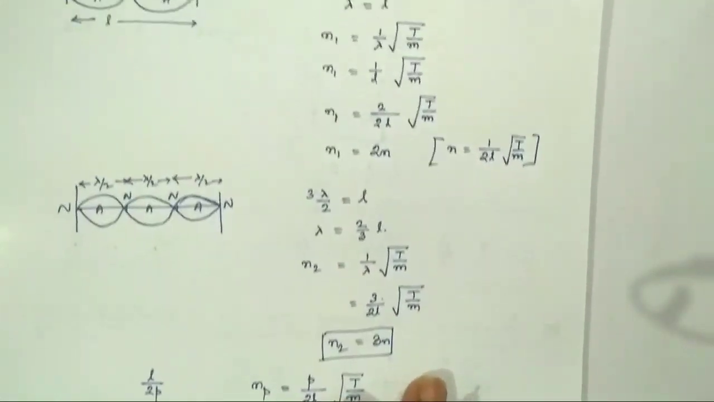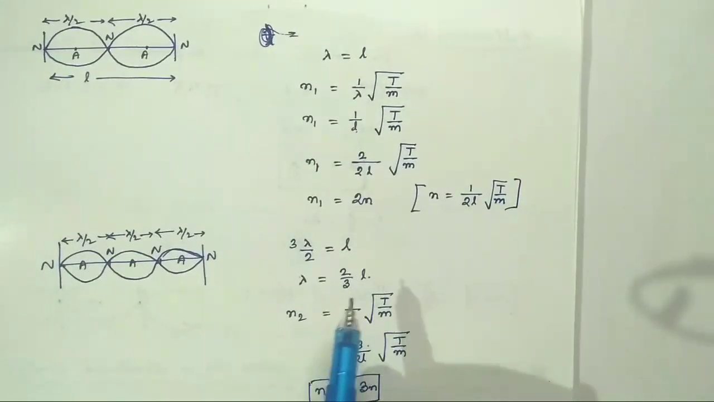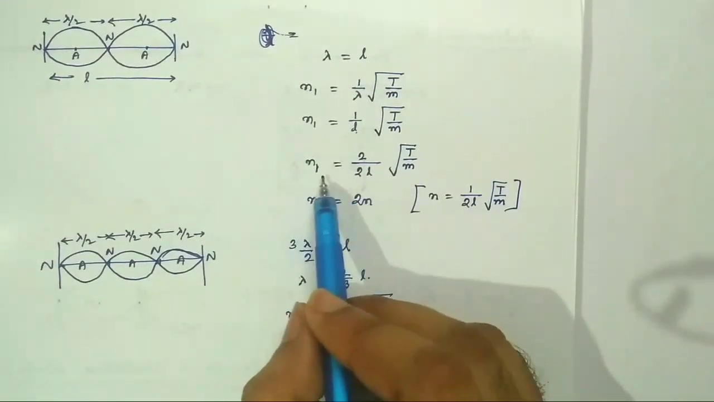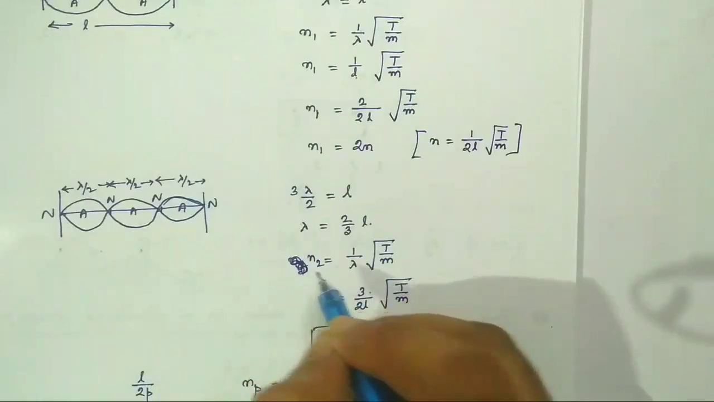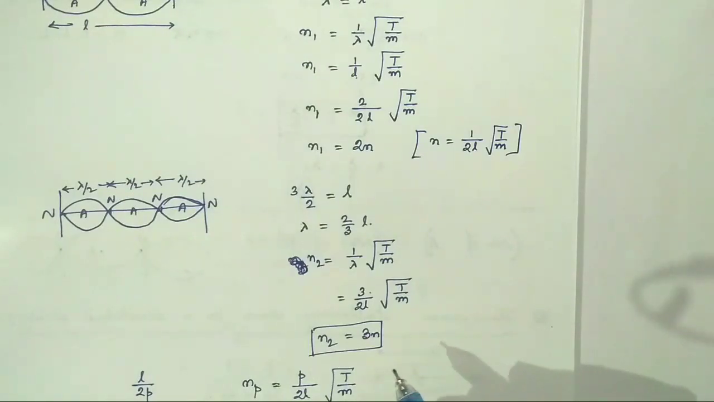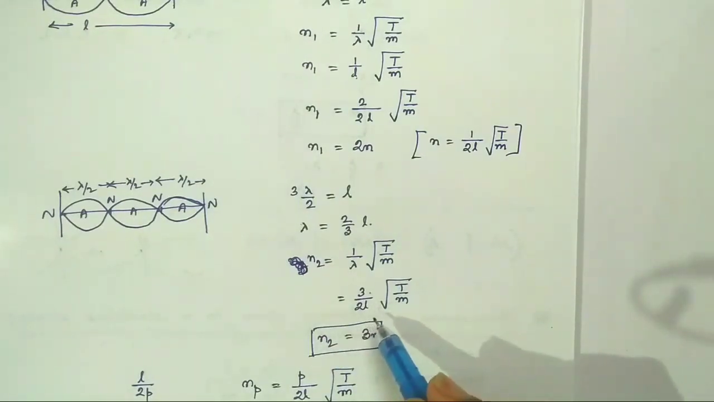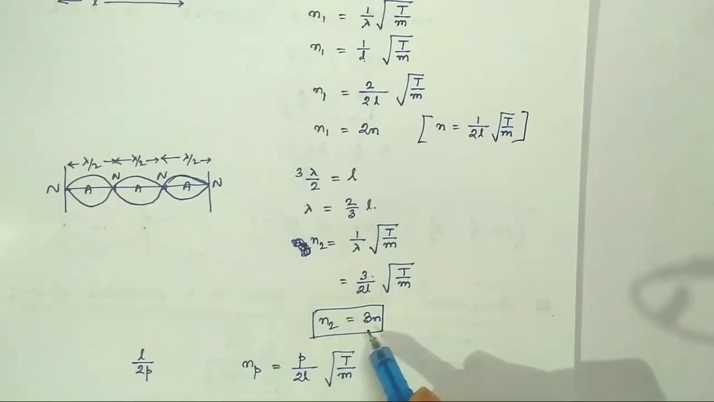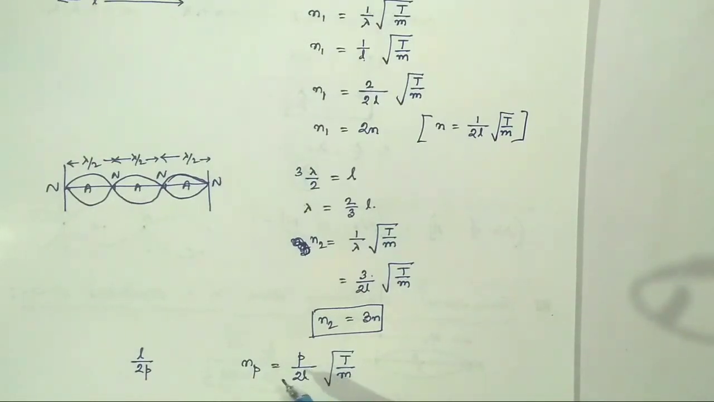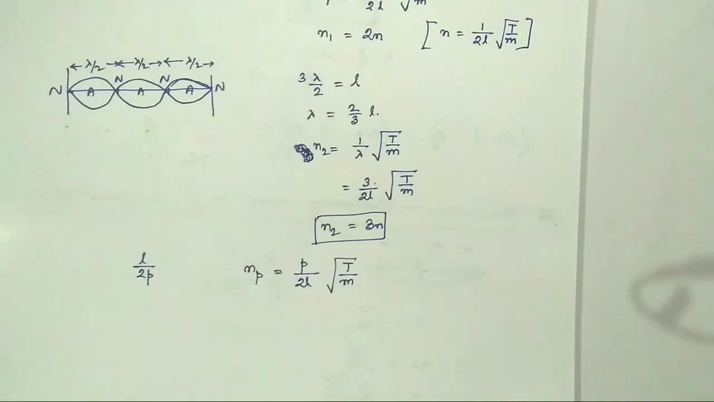You can notice that when the string is vibrating in two loops, the frequency is given by 2 divided by 2L root under T by M. When the string is vibrating in 3 loops, the frequency is given by N2 equal to 3 by twice L root under T by M, that is N2 equal to 3N. If the string is vibrating in P number of loops, then the frequency will be given by Np equal to P by twice L root under T by M. That is, all even and odd harmonics are present.